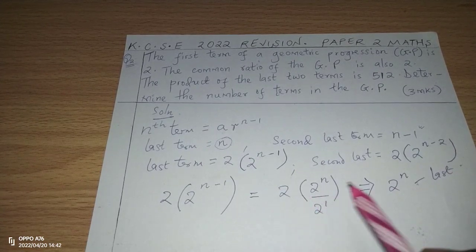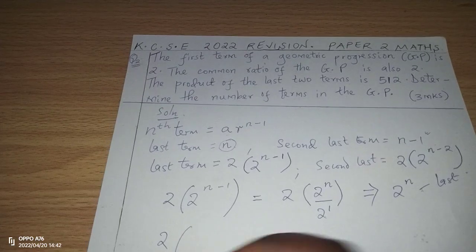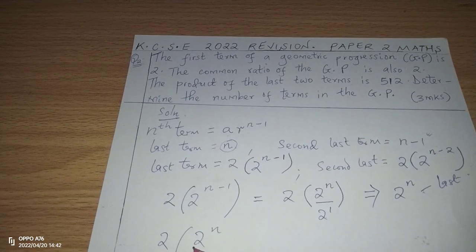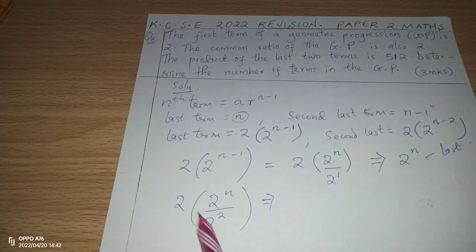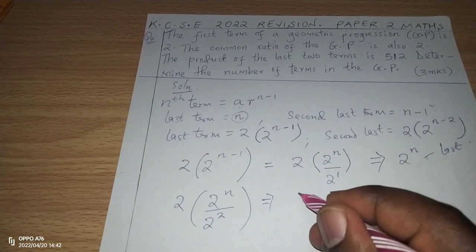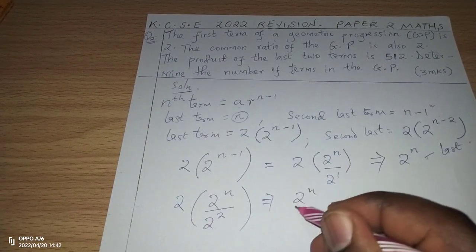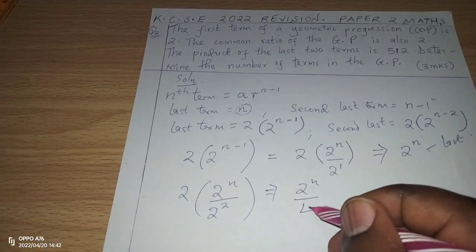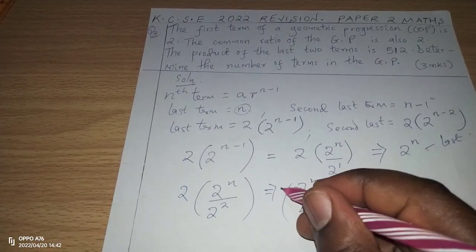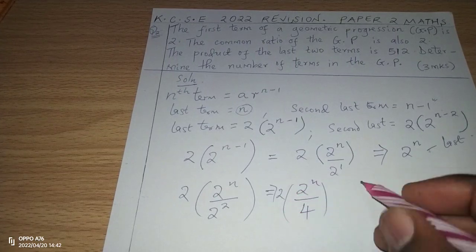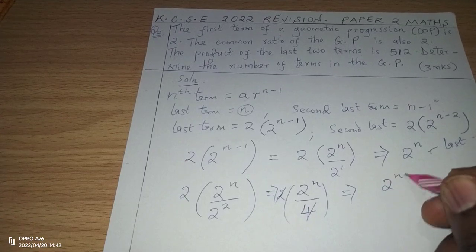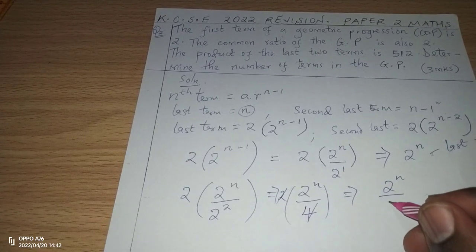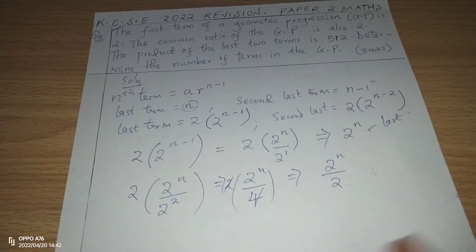The second last is already 2 into 2 raised to n, divided by 2 raised to 2, which makes it 4. And we can have 2 divided by 4, which makes it a half. So we will have 2 raised to n out of 4, and remember there is a 2 here, so when this simplifies, the simplest form is 2 raised to n divided by 2. So this one is the second last term.